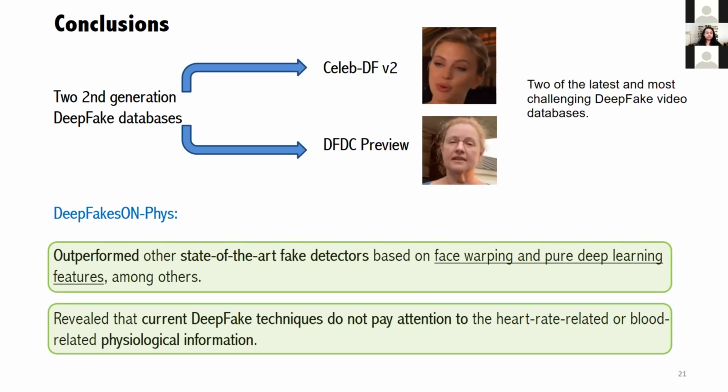Since all the convolutional layers of DeepFakesON-Phys were frozen before training it, and we only trained the last fully connected layers, we can conclude that the proposed detection approach, originally based on physiological measurement, is successfully using that pulse-related information for distinguishing between real and deepfakes. The results prove that current face manipulation techniques do not pay attention to the heart rate related physiological information of human beings when synthesizing fake videos.